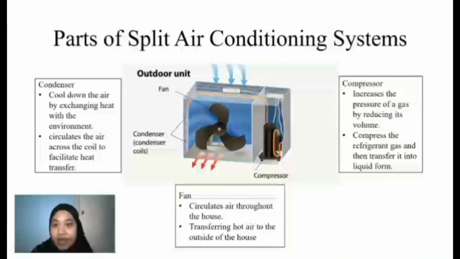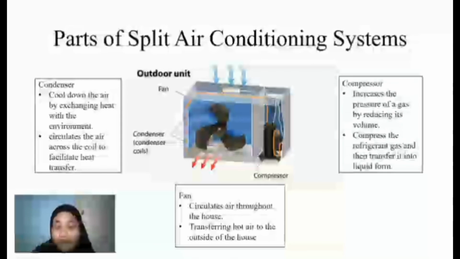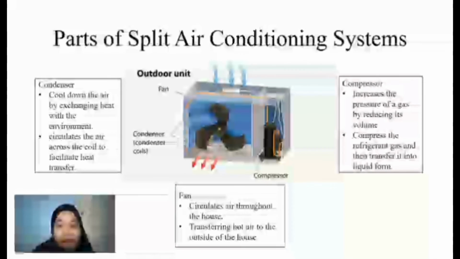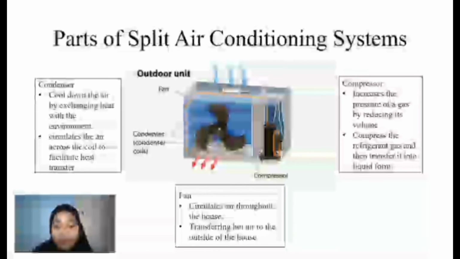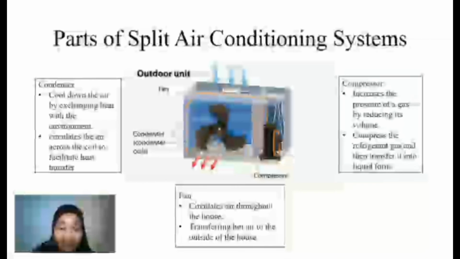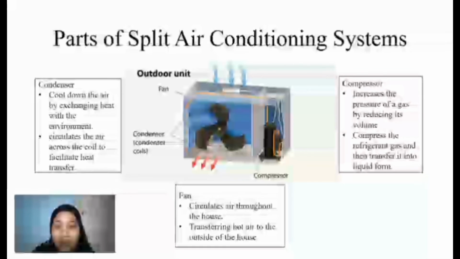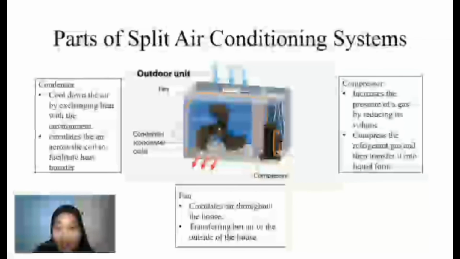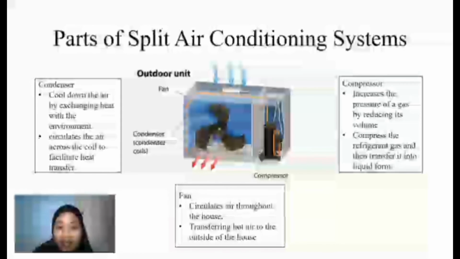Today I will explain about the parts of a split air conditioning system, which is the outdoor unit. First, we have a compressor. The compressor will increase the pressure of the gas by reducing its volume. It will compress the refrigerant gas and then transfer it into a liquid form. Next, we have a condenser. The condenser will cool down the refrigerant by exchanging heat with the environment. It will circulate the air across the coil to facilitate heat transfer. Lastly, we have a fan, which will circulate air and transfer hot air to the outside of the house.